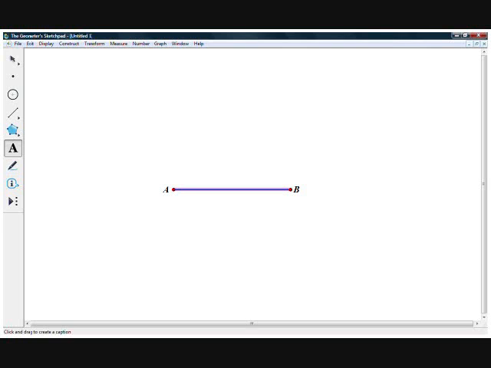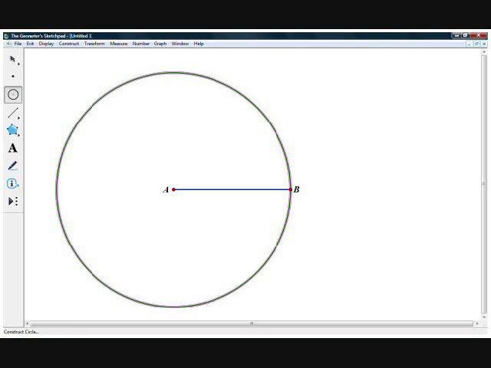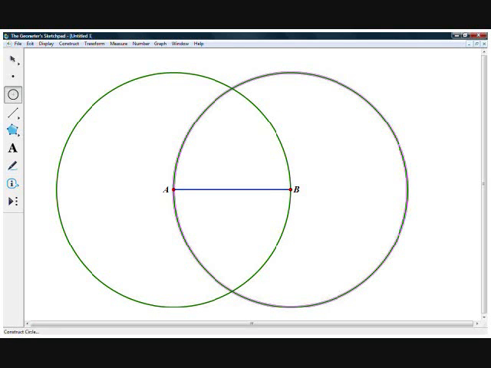And to find the midpoint, what we're going to do is make two circles. We center one at A and one at B. The two circles need to be big enough that they intersect at 2 points. They need to have the same radius. So we take one circle centered at A with radius AB, and one circle centered at B with radius AB as well.